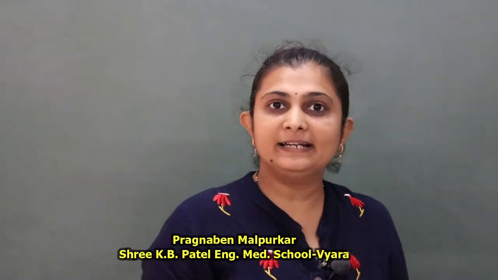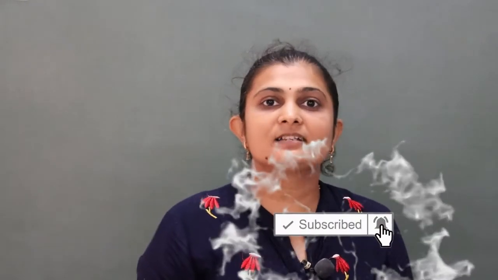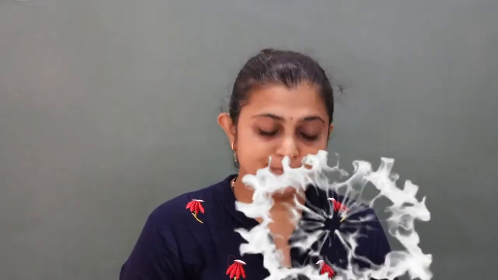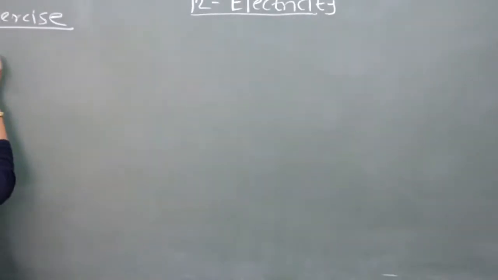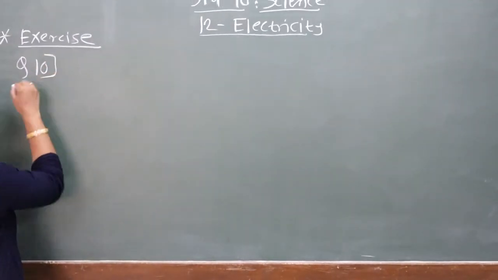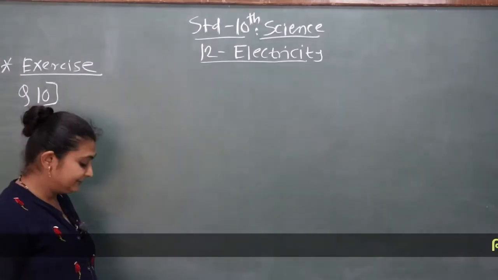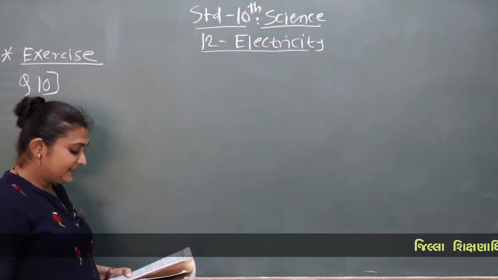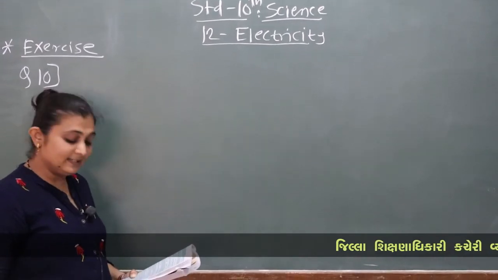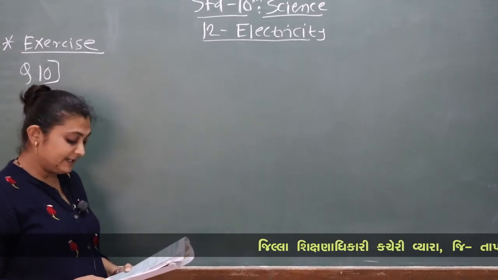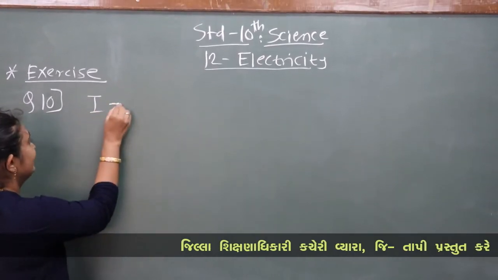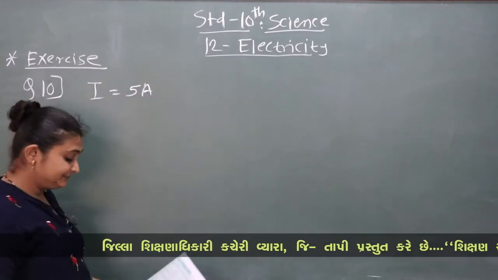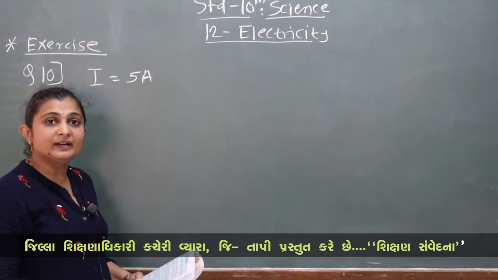Students, we completed the theory of chapter number 12, Electricity, and we will see some exercise questions from this chapter. Now question number 10, read it properly. How many 176 ohm resistors in parallel are required to carry 5 ampere current? Current is given 5 ampere and voltage is given 220 volt.